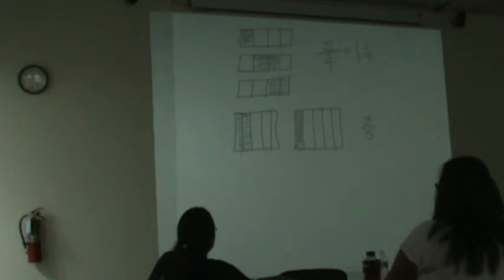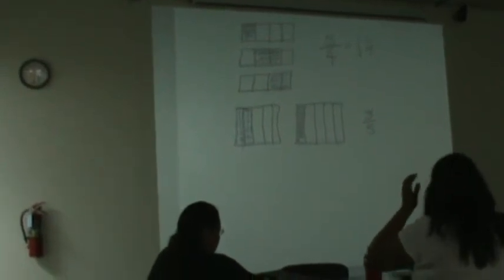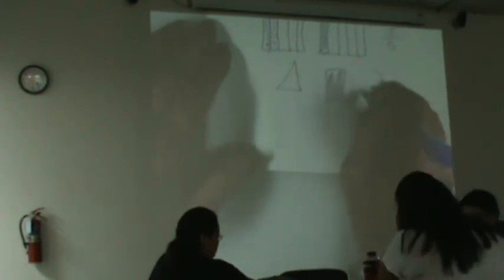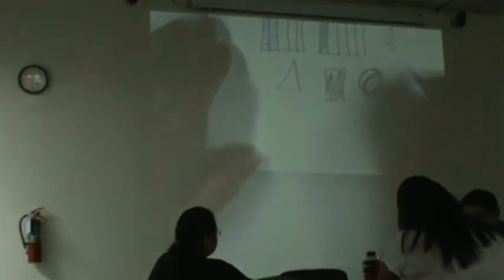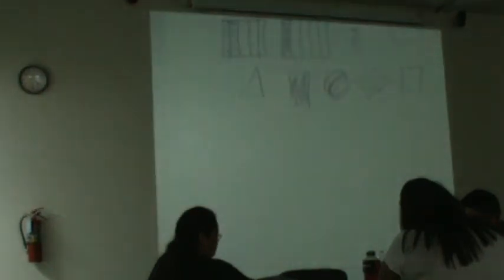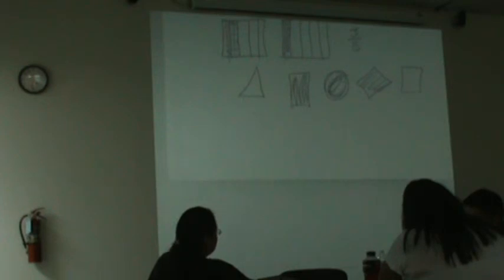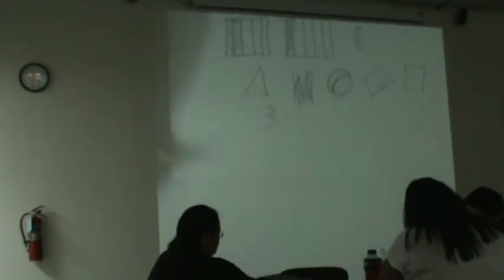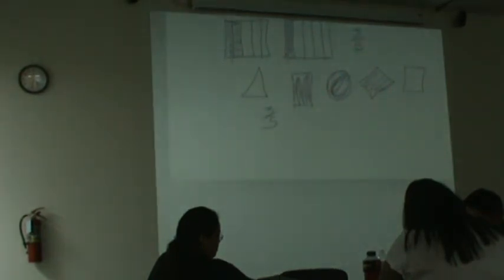Okay. What if they're separate things? Like number 24 has a triangle, a rectangle, a circle, what's that called, a diamond? And a square. Out of those shapes, how many things are shaded? 3 out of 5. 3 out of 5, so that's the same as that, right? 3/5. I think you guys have it.